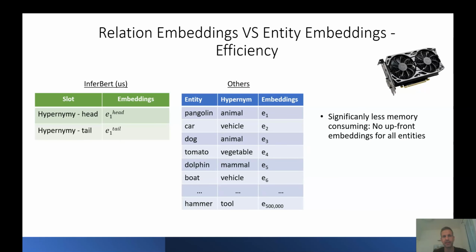InferBert is significantly less memory consuming than NoBERT and other methods, which store upfront the embeddings for all entities in memory. InferBert achieved better performance than NoBERT on the challenge sets, with as little as 1,000 examples per relation in training. Training is more data efficient, as InferBert is not required to learn about specific head or tail entities, but about relationships, which occur more frequently in the training data.